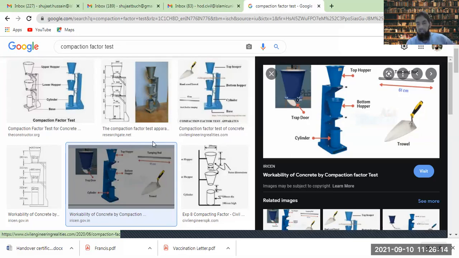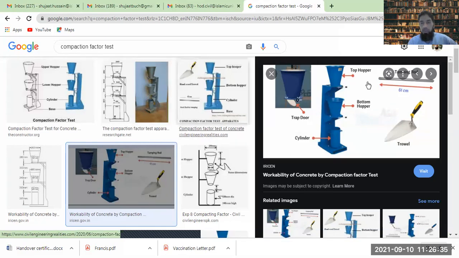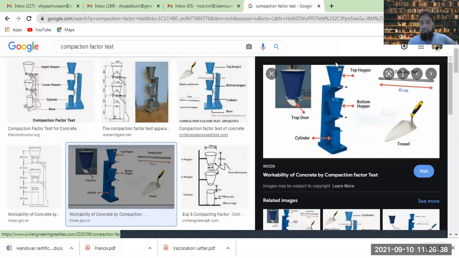Now you measure that: how much concrete is fully compacted in that cylinder when you compact it with the tamping rod, and what density you get. So density is mass by volume. You know the volume of the cylinder, and the mass you will get by measuring on the weighing scale. Then you pour the concrete from the top hopper, it flows through the bottom hopper and goes into the cylinder. So that is the compaction that is achieved in real conditions.